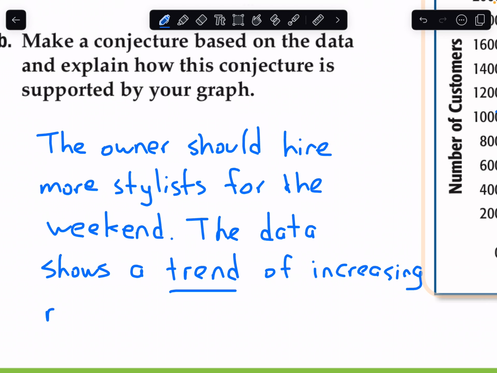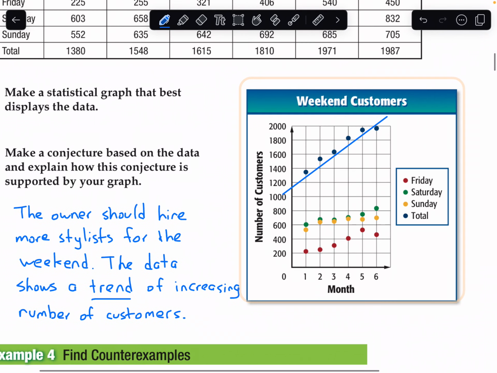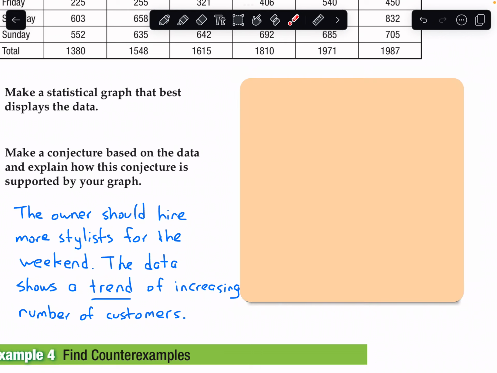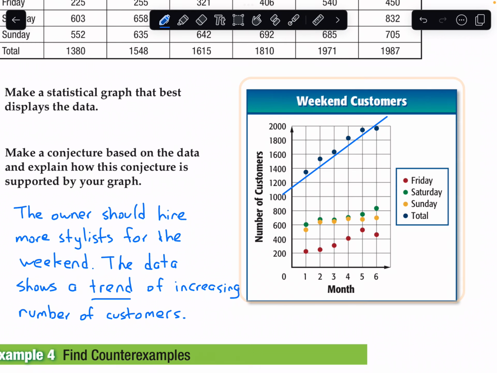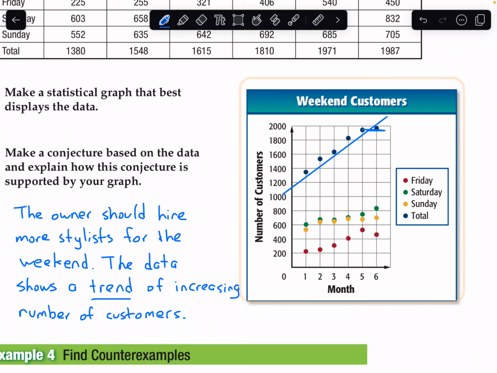Increasing number of customers. At some point, they will reach a breaking point there where they don't have enough people. And that might have happened already. Notice the very last one has already leveled off, as it were. So it might be because they were full now. They can't accept any more customers to that.